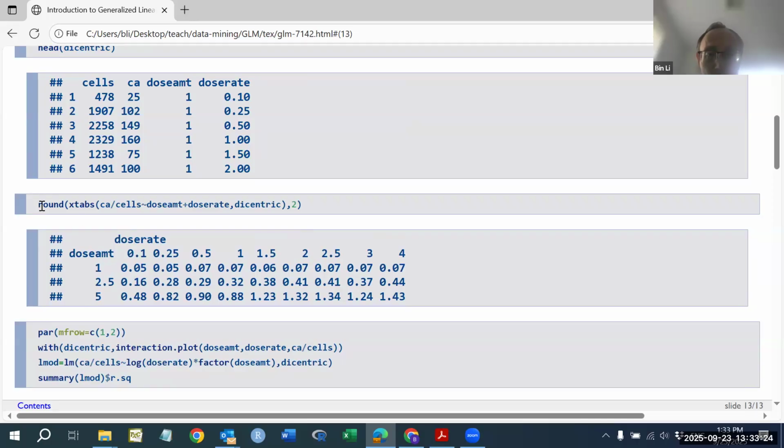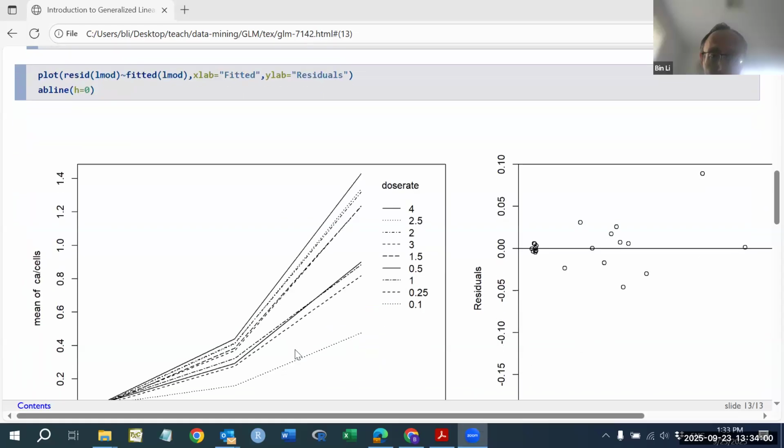So let's first check this table. Here I use this table to show the ratio of the chromosome abnormalities divided by the number of cells, through the dose amount and dose rate. So you can see the dose rate in the first row, dose amount in the first column, and these are the ratios. Okay, let's see the plot.